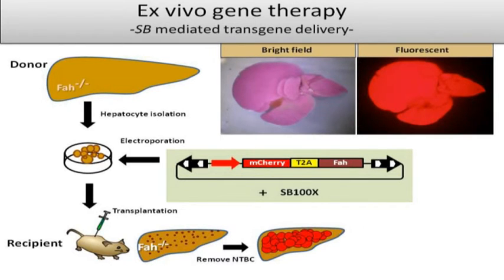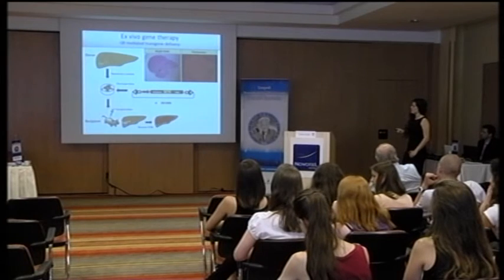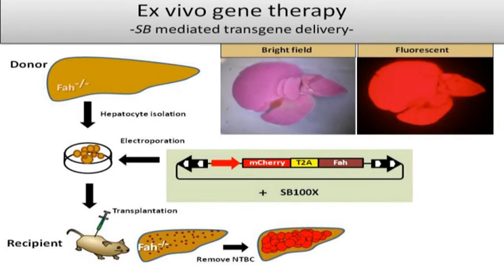And after that, we transplant these genetically modified cells into an FAH deficient animal. After the removal of the NTBC, the corrected cells show the repopulation process, and they co-express the fluorescent mCherry marker and the therapeutic gene.